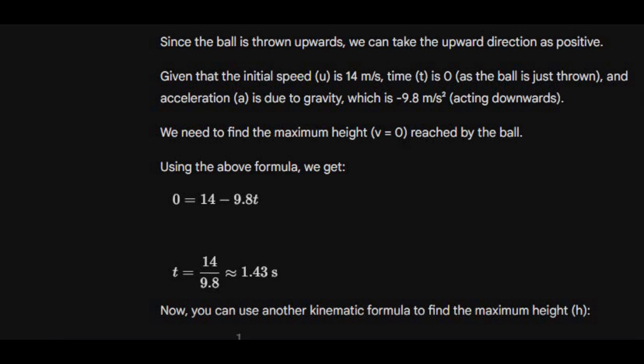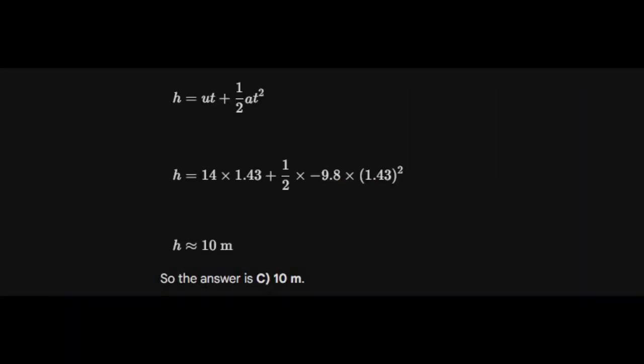Now, you can use another kinematic formula to find the maximum height, h. h = ut + 1/2 at squared. h = 14 times 1.43 + 1/2 times minus 9.8 times 1.43 squared. h is approximately 10 m. So the answer is C, 10 meters.